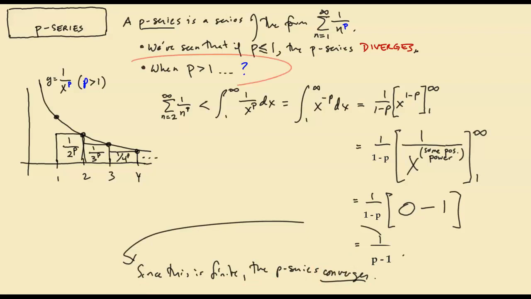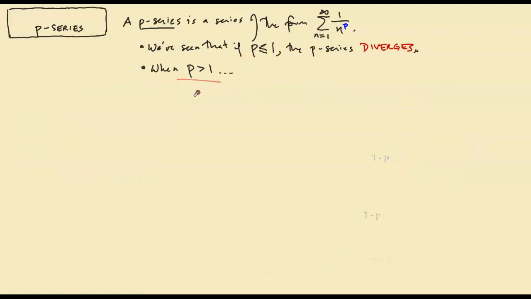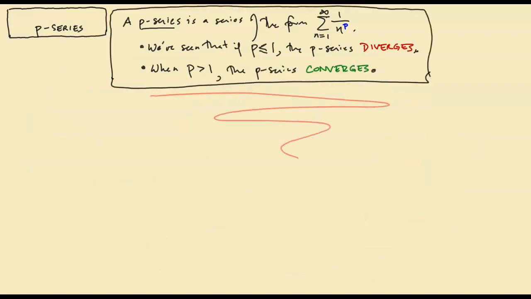Hooray! We can now complete this sentence. When p is greater than 1 in a p series, the p series converges. And we now have a complete description of the behavior of p series. They converge when p is greater than 1 and diverge otherwise. This gives us many more series whose convergence status we already know. Those are series we can now use when we're doing comparison tests with other series that we don't know.